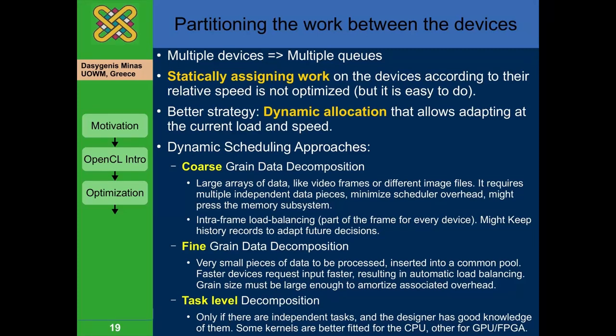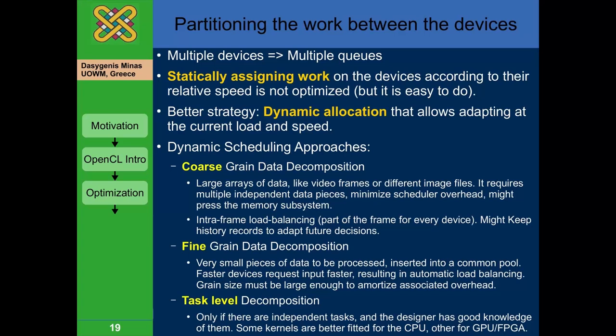We can say that for this particular problem, the GPU can perform, for example, 10 times faster than the CPU, so it will get 10 times more data, 10 times more jobs to be executed on the GPU than on the CPU. This is very easy to do, but of course it's not the most performance-efficient way, and this can only be done on problems that have a fixed amount of computation to be done, where you can calculate, for example, the required flops, floating point operations per second, and divide the work accordingly.